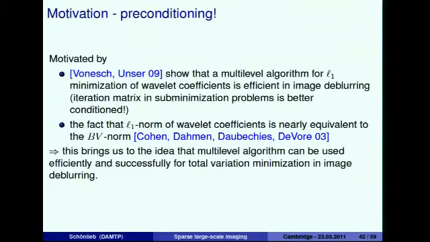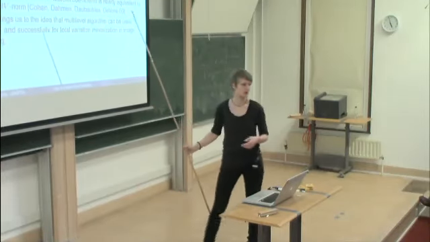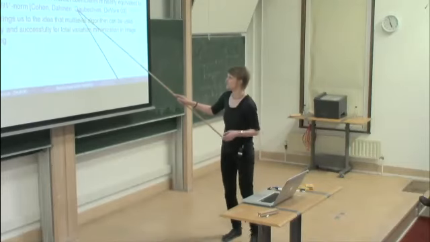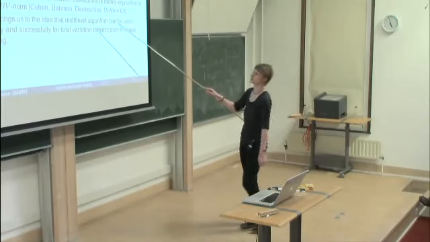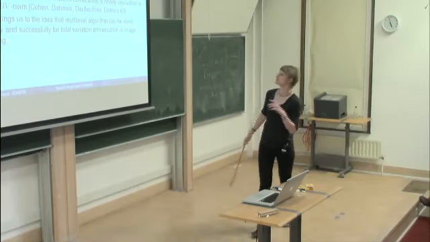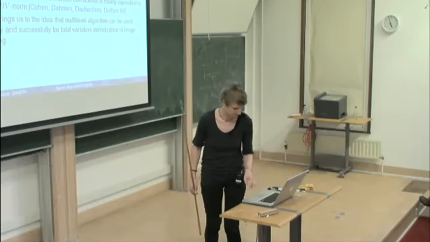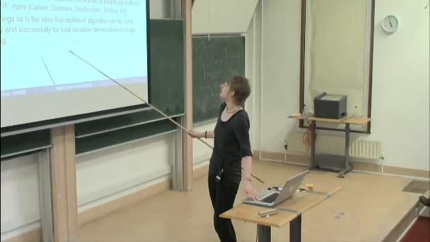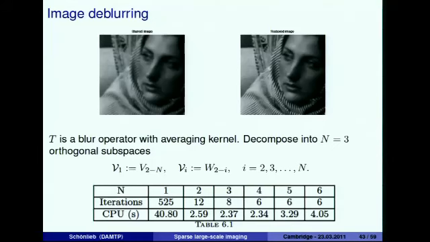And I again don't have time to talk about this, but this is one of the motivations that those guys have already given us reason to believe that this works for L1 minimization. And these guys have given us reasons to believe that this also applies for total variation minimization, because actually minimizing the L1 norm of the wavelet coefficients is nearly equivalent to minimizing the total variation of a function. Okay. And this brings us to the idea to apply this for total variation minimization, and that's the result.